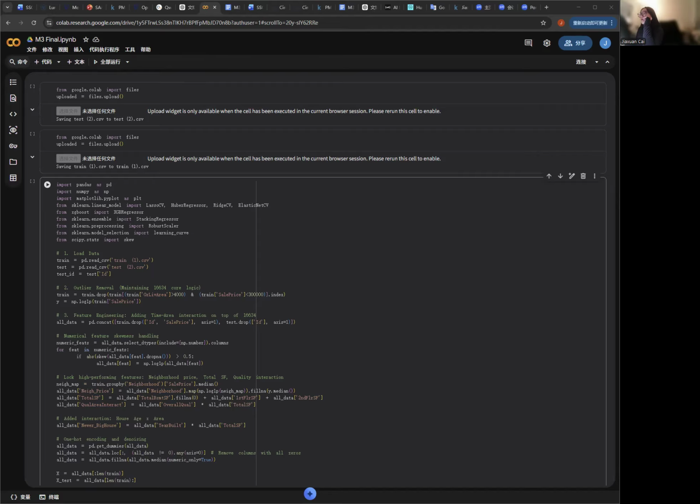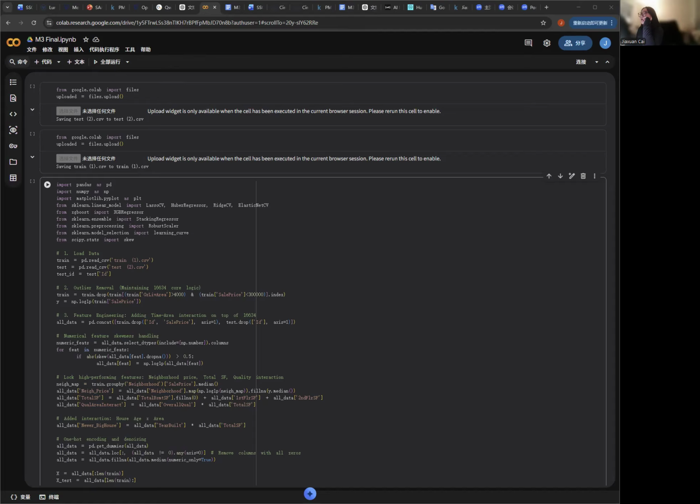Third, we create an interaction between overall quality and the total square footage. Economically, size and quality together determine price more than individually. This interaction captures that nonlinear effect. Fourth, we create a feature multiplying year built and total square footage. Newer, larger houses typically command higher prices. This reflects market logic. These engineered features reduce bias because they encode domain knowledge into the model.